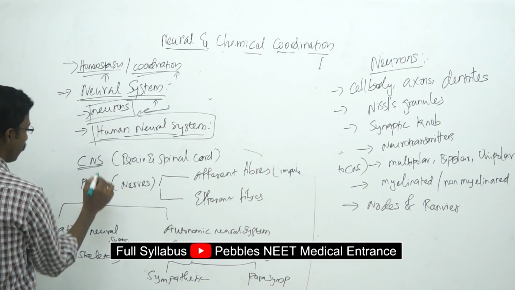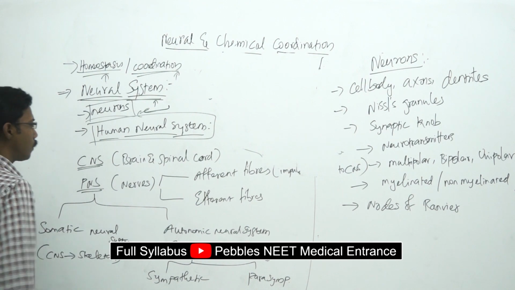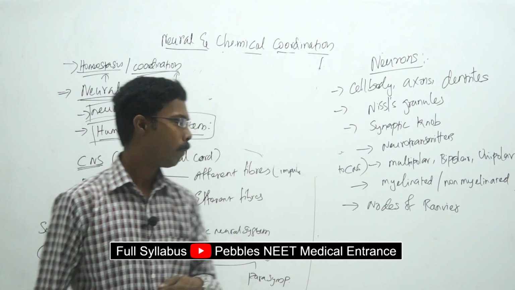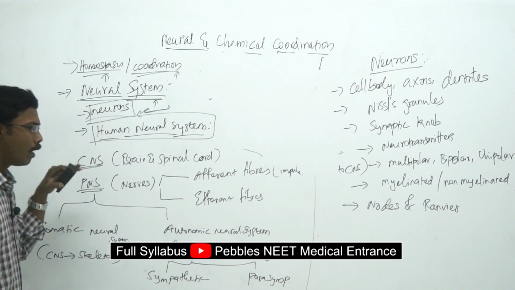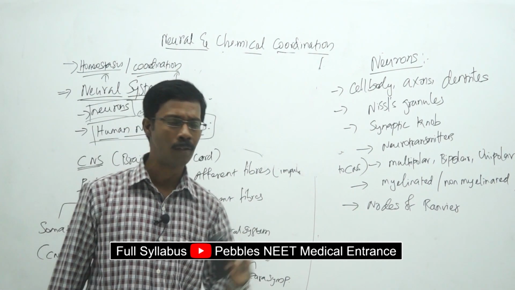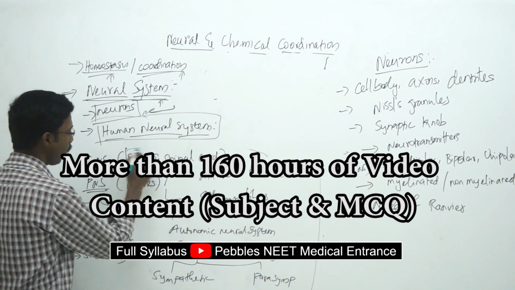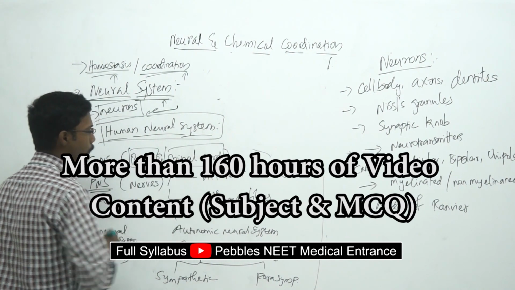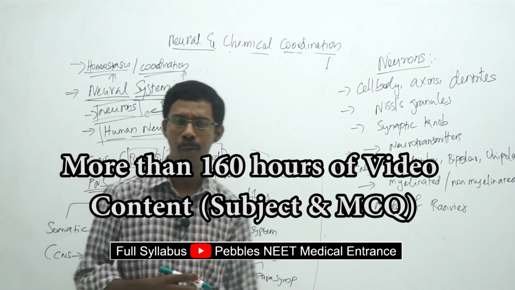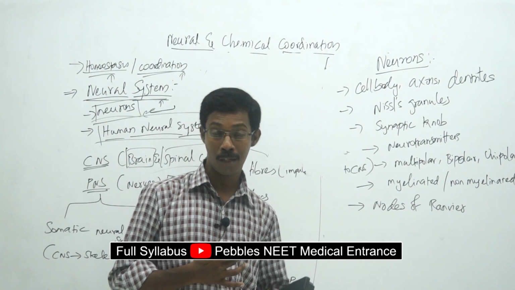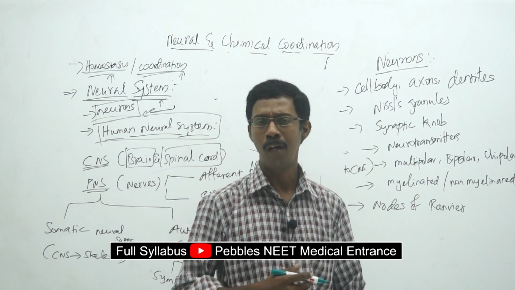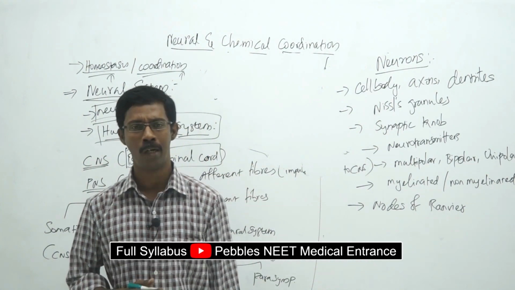There are two major parts of the human neural system, CNS and PNS: central nervous system and peripheral nervous system. The central nervous system comprises two major parts, brain and spinal cord. The brain and the spinal cord together make the central nervous system. They control almost, not 100%, almost all the functions of the human body.